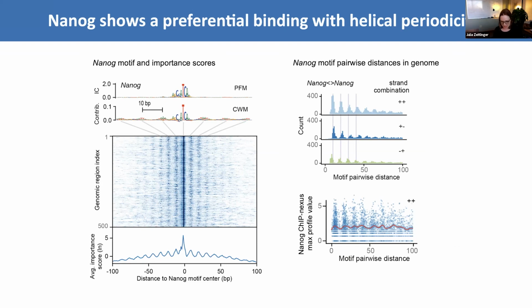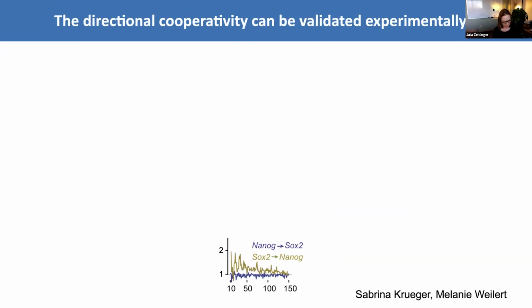Yeah, so that is really great. And of course we can validate that. So we are a lab that does experiments, and so we can then go back and really validate that. And I'm not going to show all of that. So we did CRISPR experiments to validate that directional cooperativity between Nanog and SOX2 in this case.